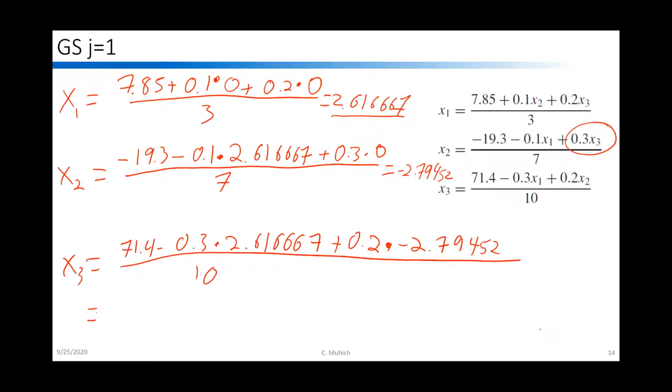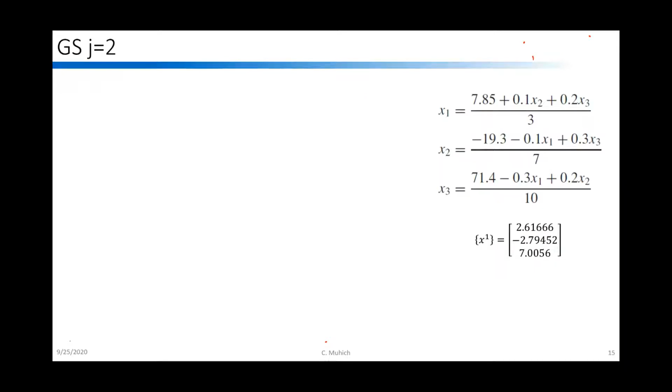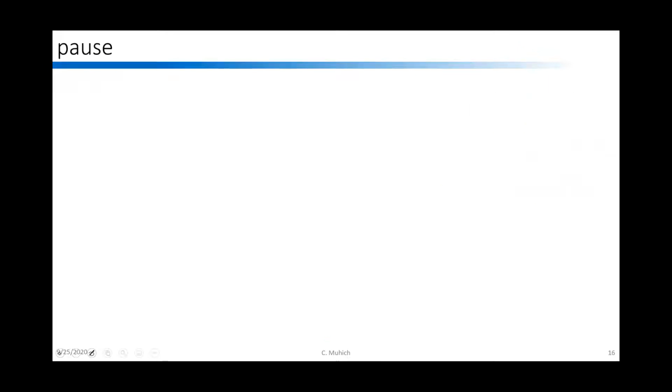When we do this out, this is going to be 7.00561. So just as before, we can come up with our guess after the first round of Gauss-Seidel iteration. And we see that it looks a little bit different than we had for the Jacobian. We'll come back in a second to compare Jacobian versus Gauss-Seidel, but just keep in mind that we're going to use these new values for our second iteration. So as not to belabor the point and just spend a lot of time doing math, I'm going to go through this next piece relatively quickly.